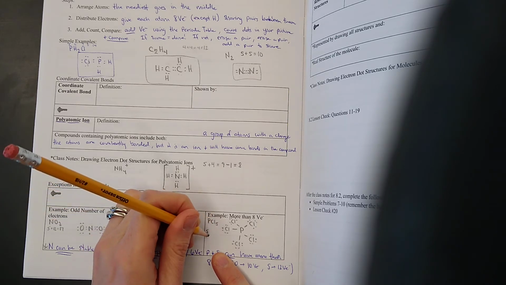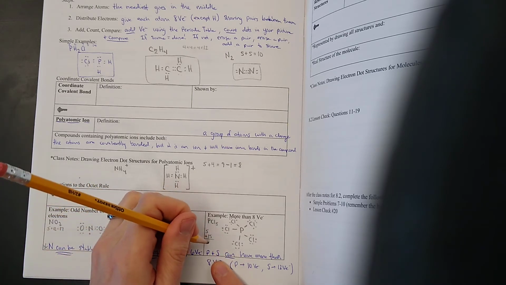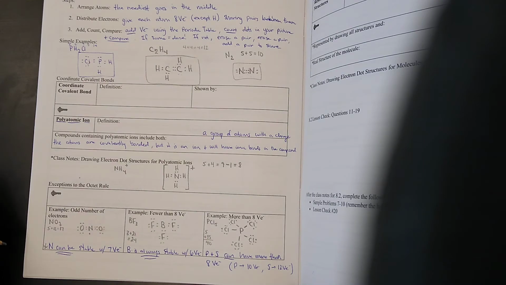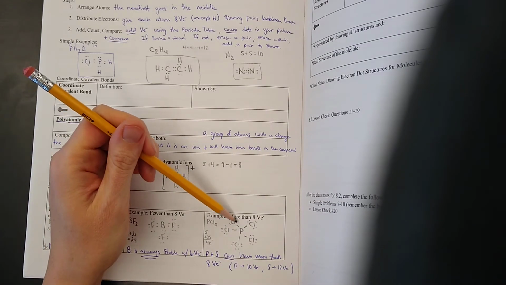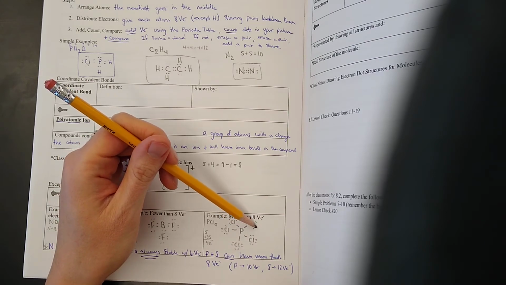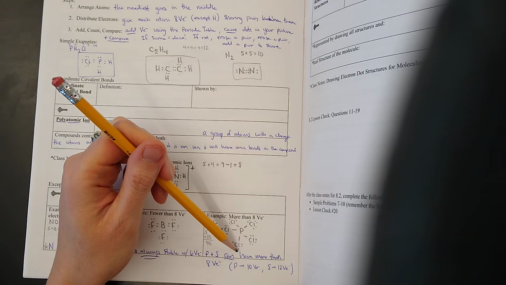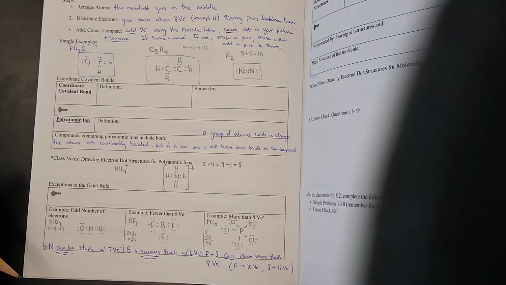7 times 5 is 35. Add those 2 together. I know I didn't line those up right, but this is 40. And if you were to count the dots in the picture, you'd have 40, remembering that each dash counts as 2 dots. So 2, 4, 6, 8, 10, 12, 14, 16, 18, 20, 22, 24, 26, 28, 30, 32, 34, 36, 38, 40. There you go.